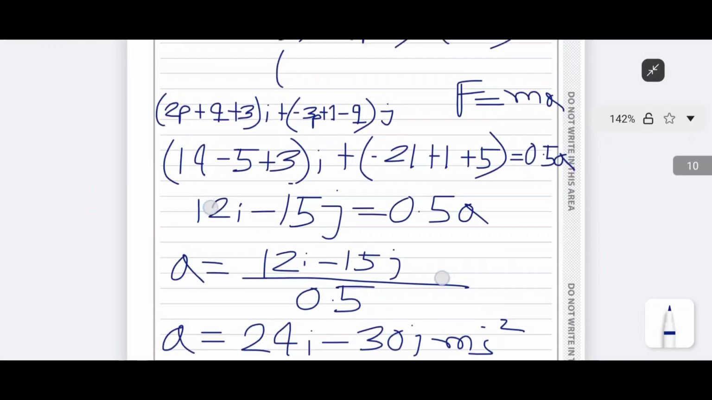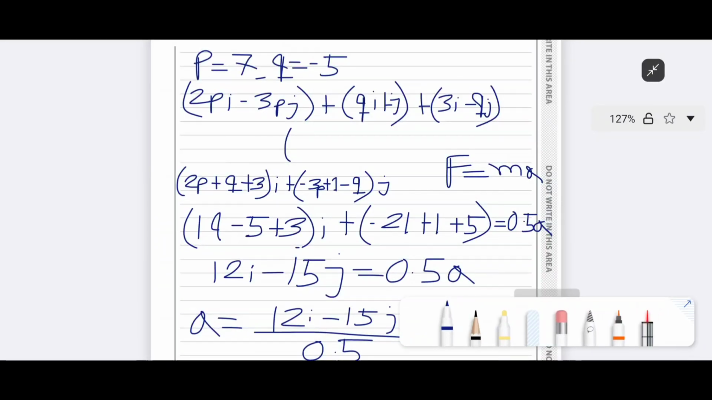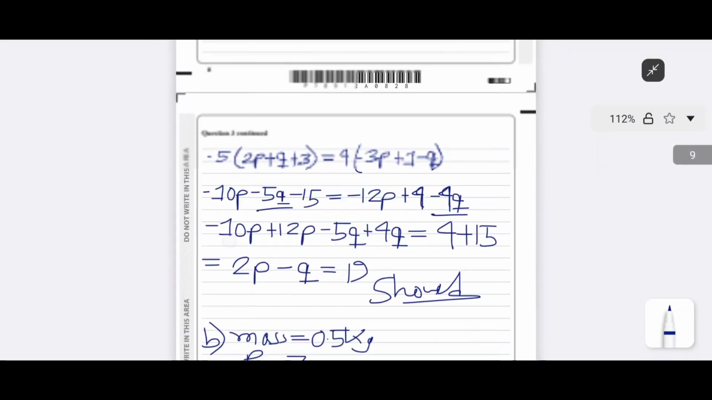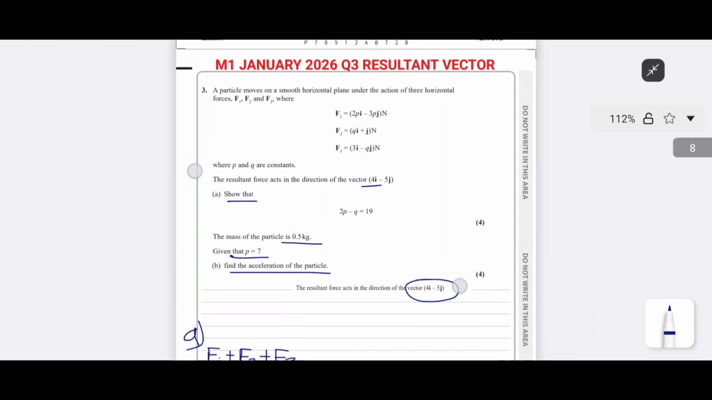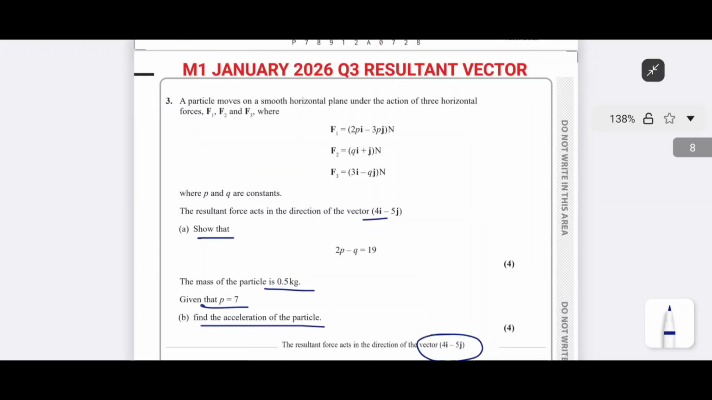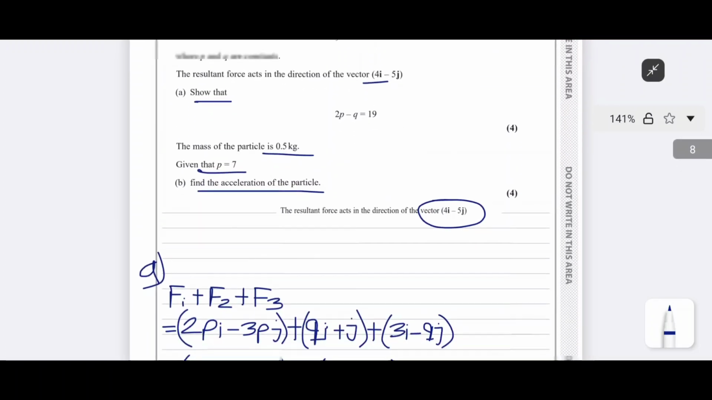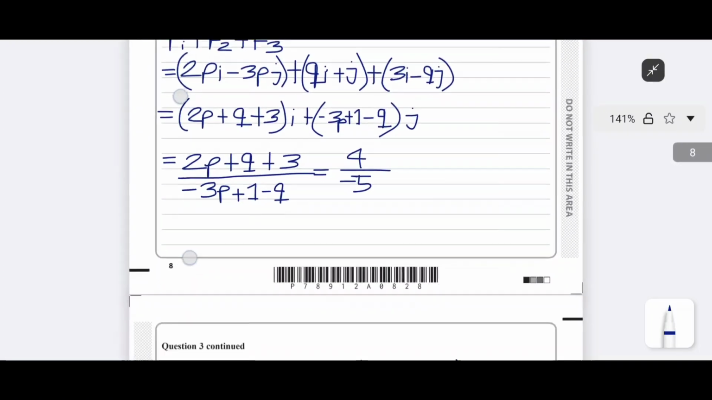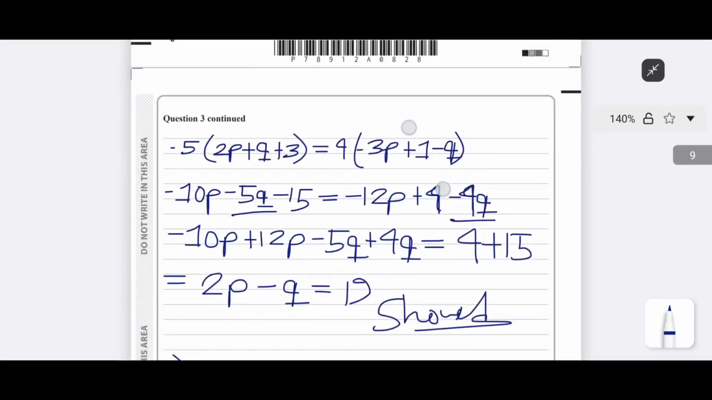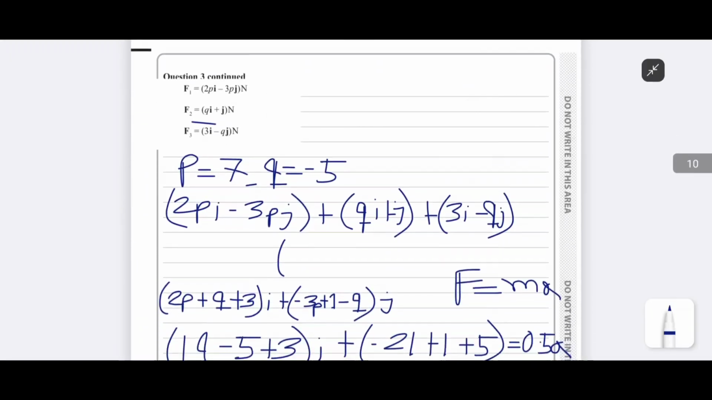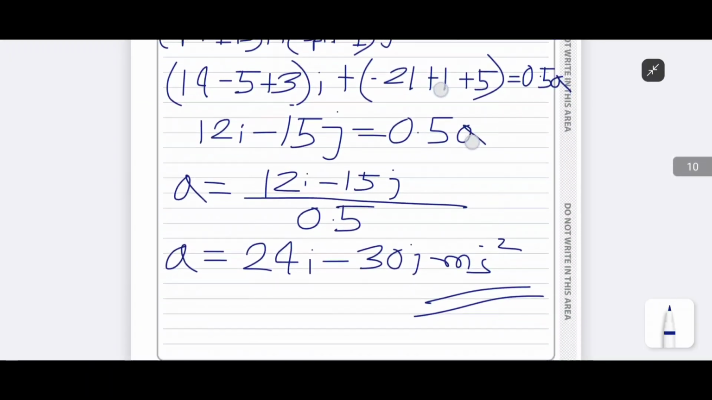So this was question number 3 from January 2026, Edexcel. We have completed part A and part B here. You can see this was the acceleration here, and the math is completed here.